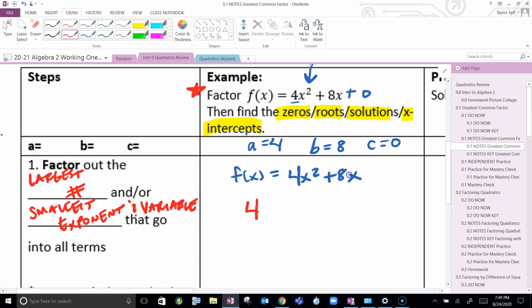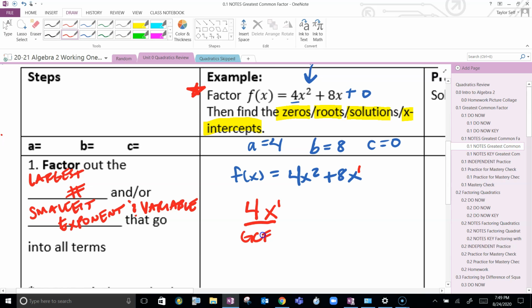Now we need the smallest exponent. Think of it as there's 2 x's here and there's 1 x here. Which one's smaller? 1 is smaller, right? So we can take 1 x out. So we're going to take x, and you could put a little 1 there to represent that we took 1 x out. This is your GCF. We factored that out in front.